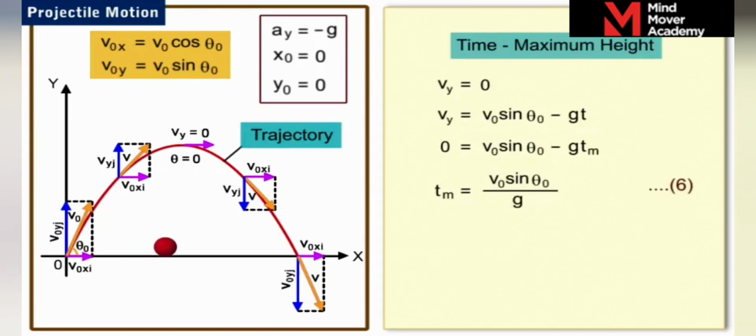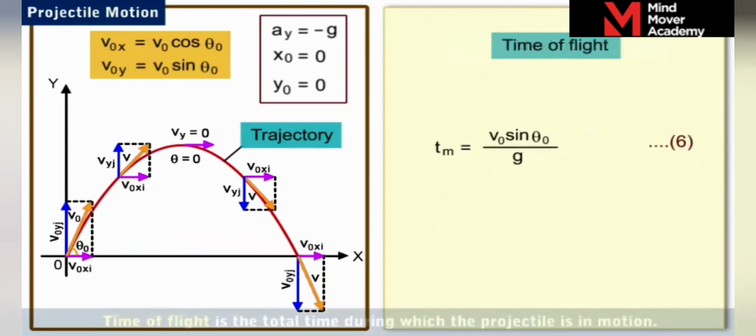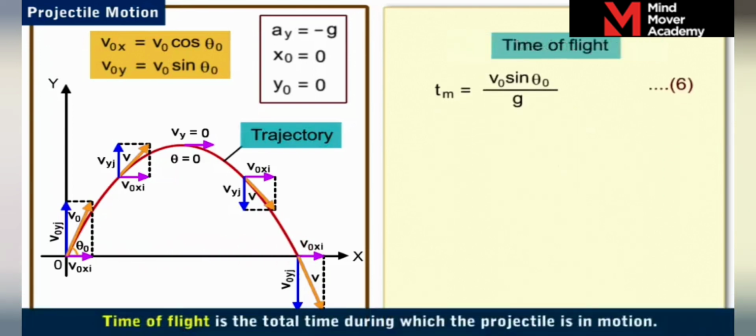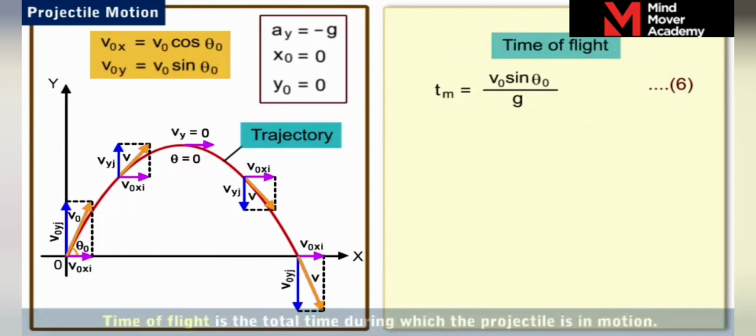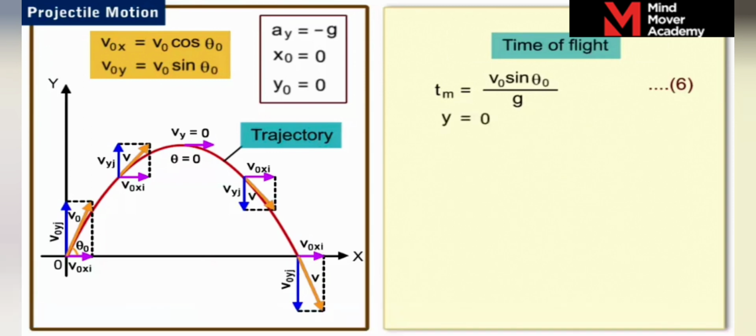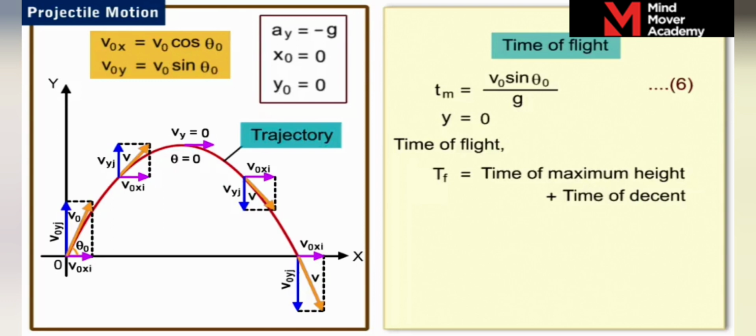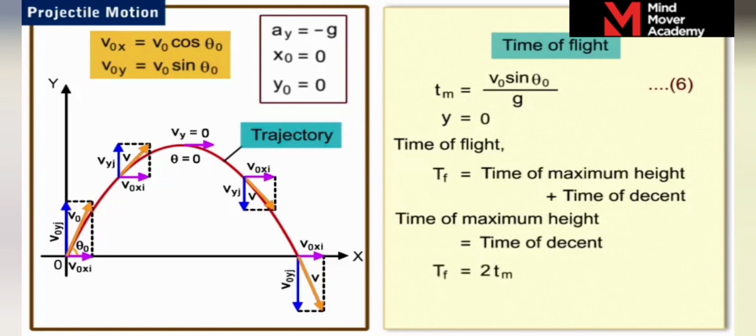Now, let's find the time of flight of the projectile. Time of flight is the total time during which the projectile is in motion. When the flight ends, y is equal to 0. If Tf represents the time of flight, then Tf is equal to time of maximum height plus time of descent. By the symmetry of the path of the projectile, which is parabolic, time of maximum height is equal to time of descent. Therefore, Tf is equal to 2Tm. On substitution, we get Tf is equal to 2v0 sin θ0 by g. Let this be equation 7.